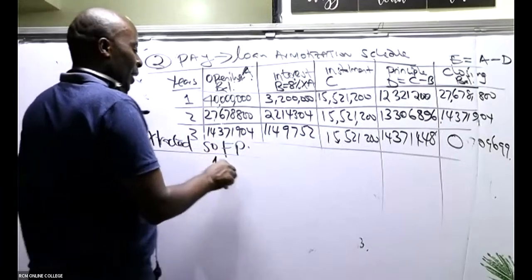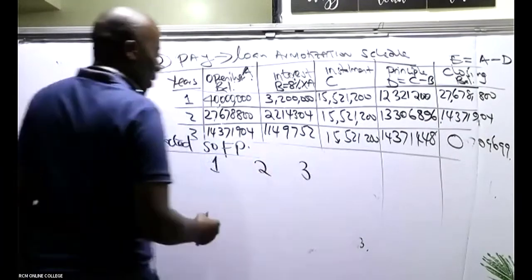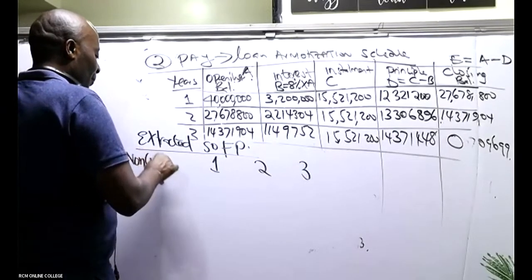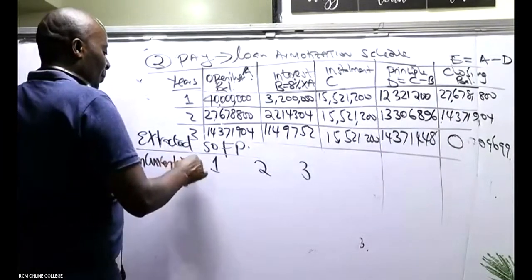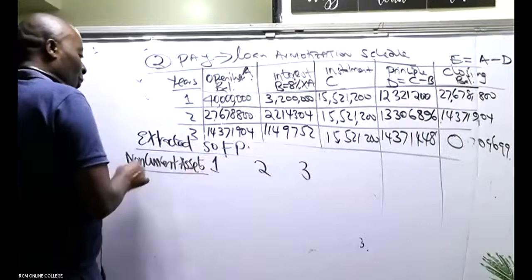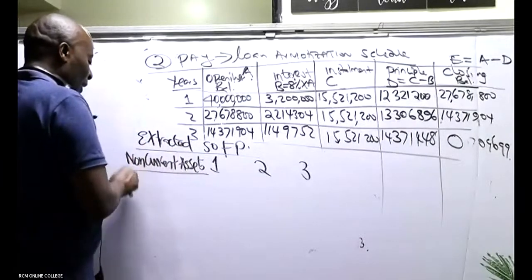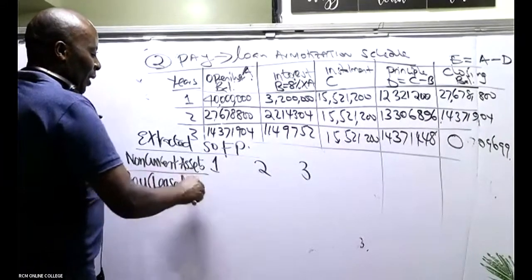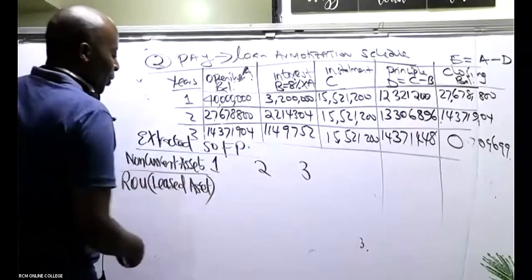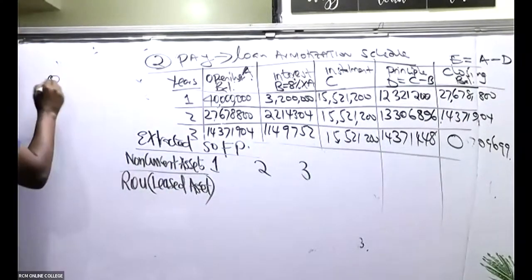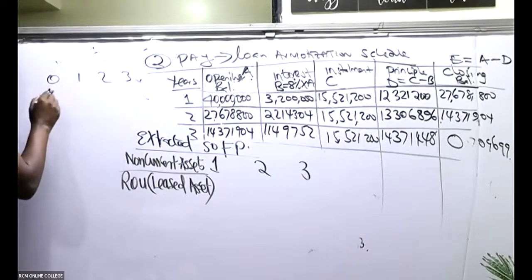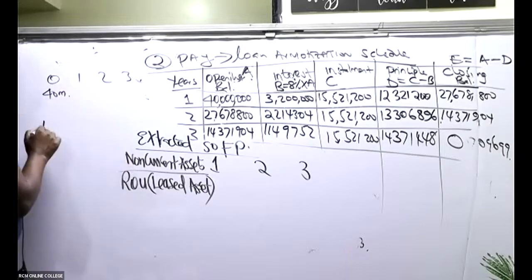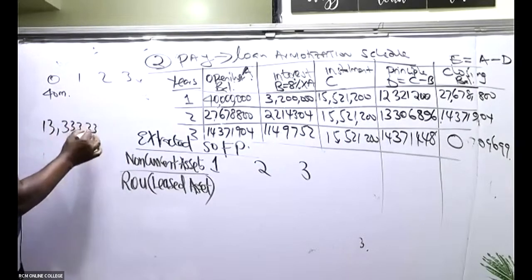Remember, we have our years 1, 2, 3. First of all, you start with non-current assets. The non-current assets, you shall always begin with this leased asset. We call it ROU, right of use, but you can simply put it as leased asset. At time 0 we began with 40 million, but each year we are losing that 13 something. Was it 13,333,000 each year?